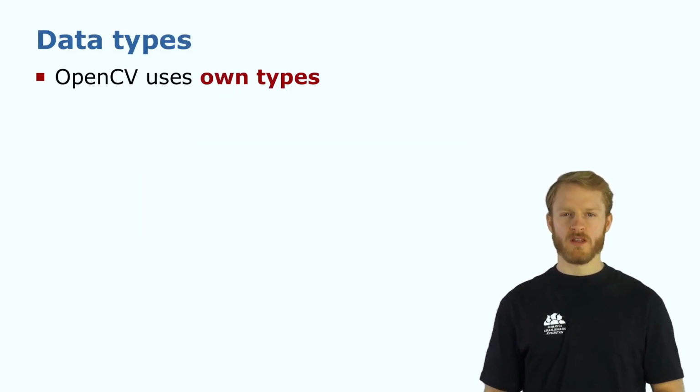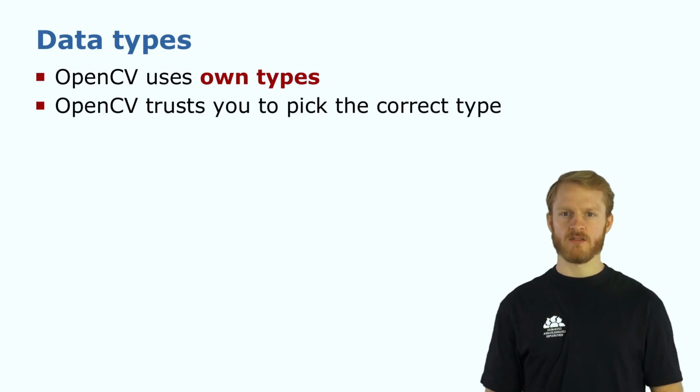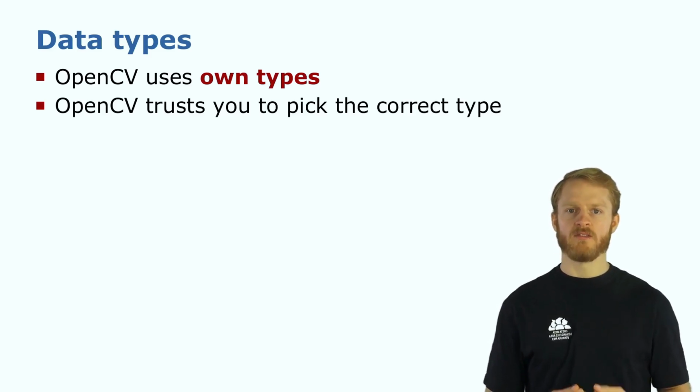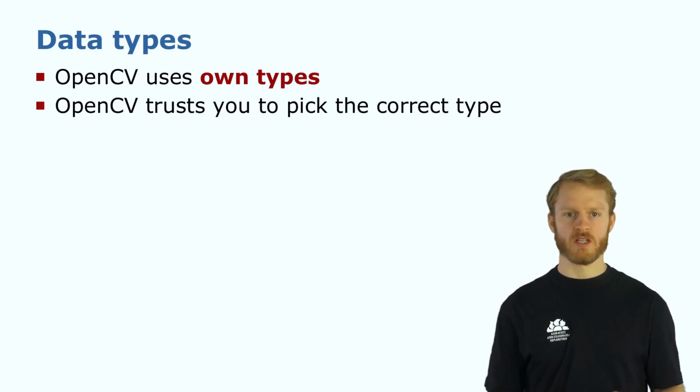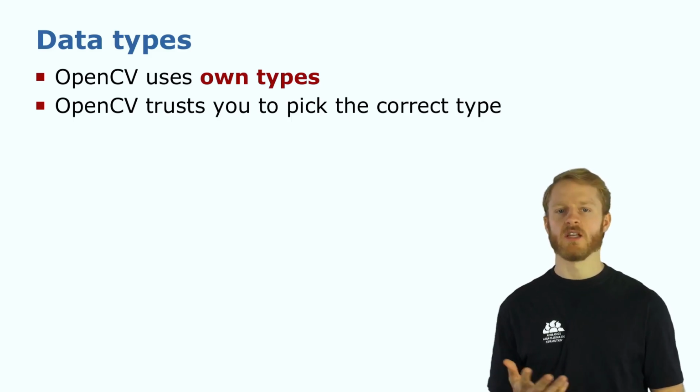So OpenCV uses its own types and it trusts you to use the correct types. We'll talk about this later, but it trusts the user, saying that you should know which types you are using, and when you ask for something and you specify it's a float, I will trust you that it's actually a float and it was not an integer, for example.